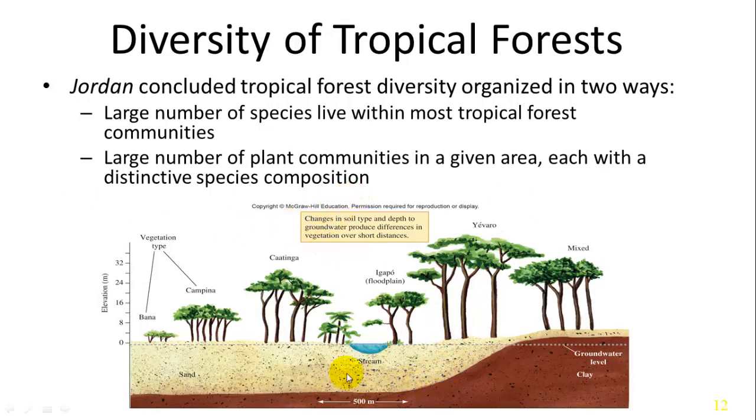Okay, and he found that changes in soil type and depth and access to groundwater led to changes in vegetation over very short distances. So you have specific species which are going to grow right next to the stream. The further away you get from the stream, the deeper your roots have to be. The groundwater is going to determine how far your roots need to go. So this is going to cause a heterogeneous distribution of nutrients, and thus a heterogeneous distribution of niches and organisms.